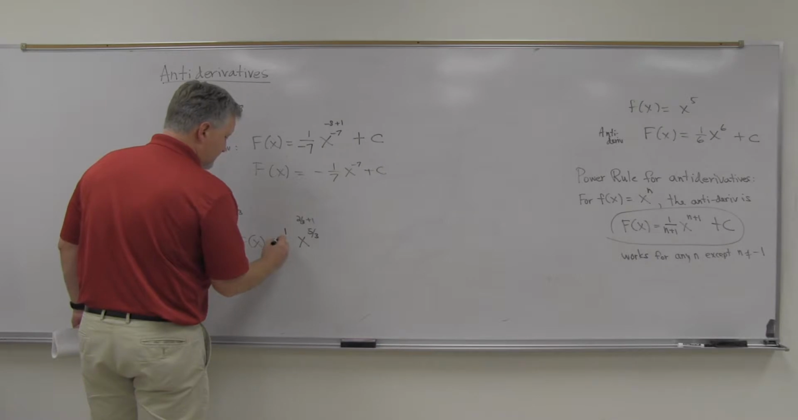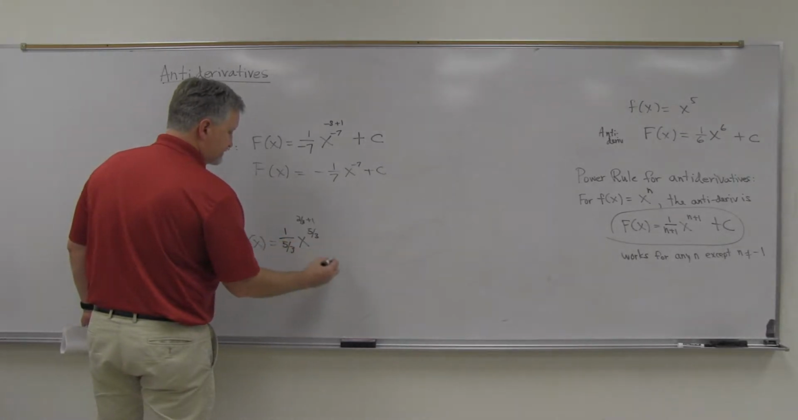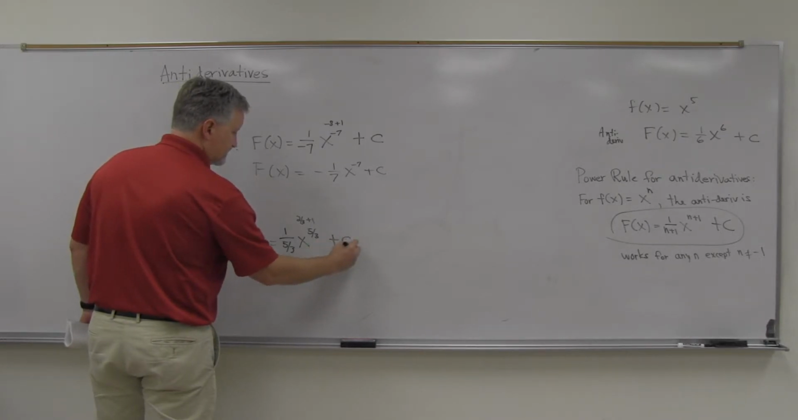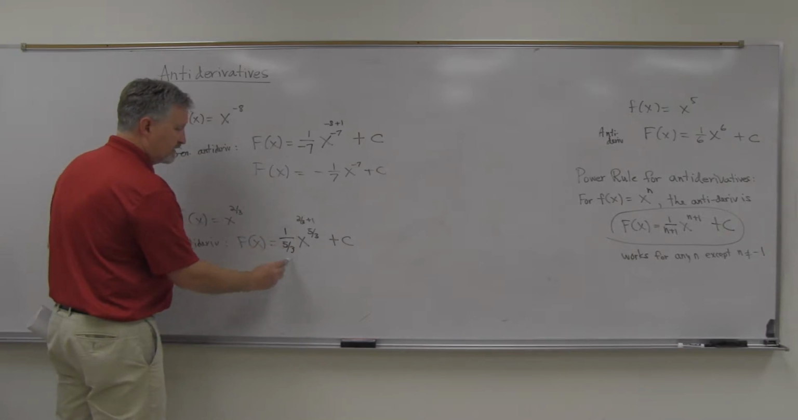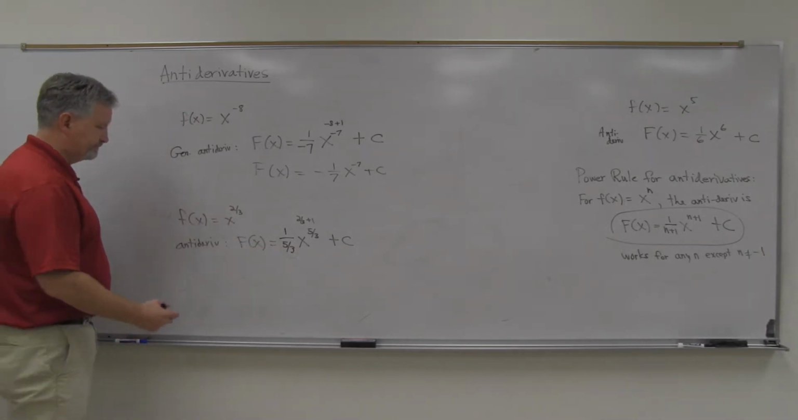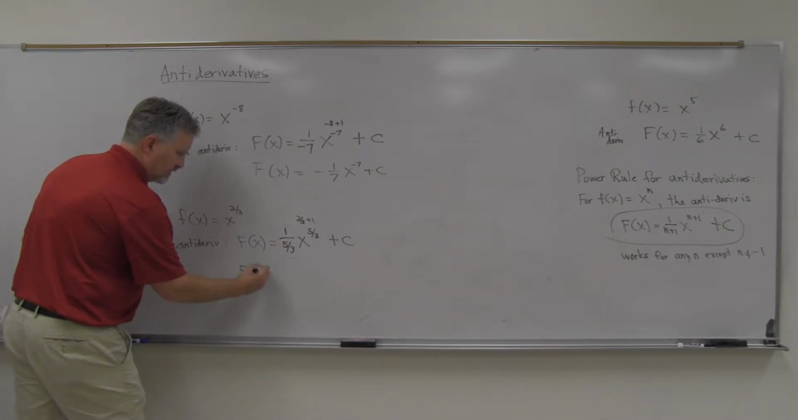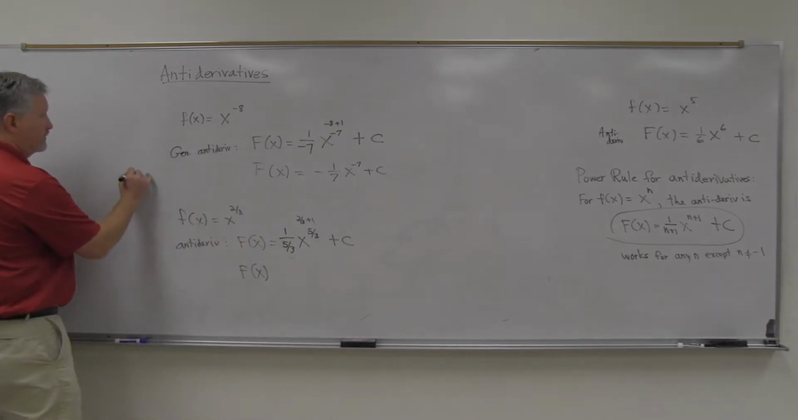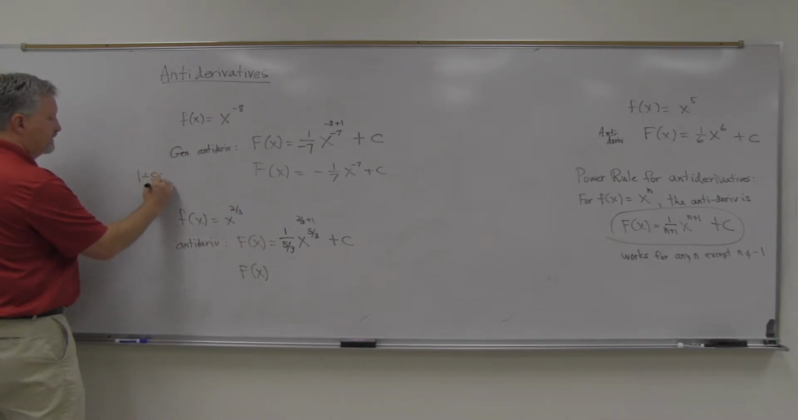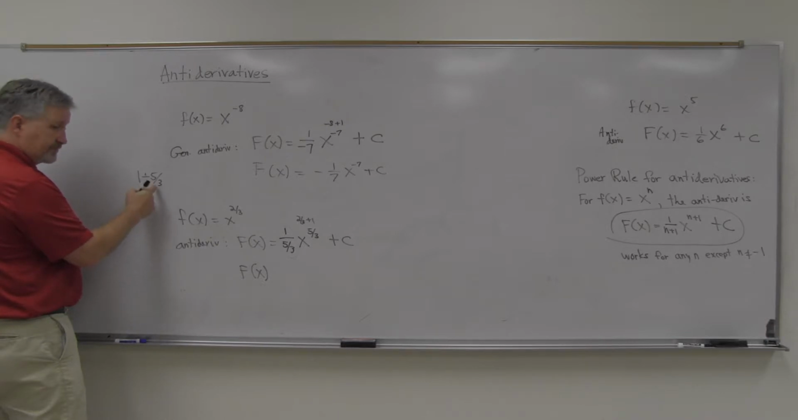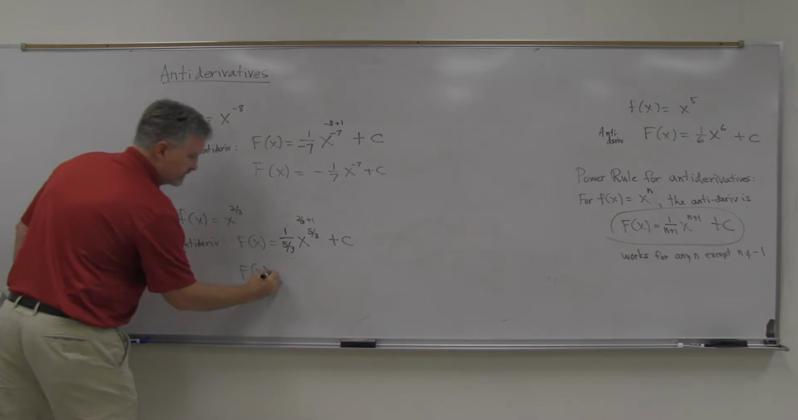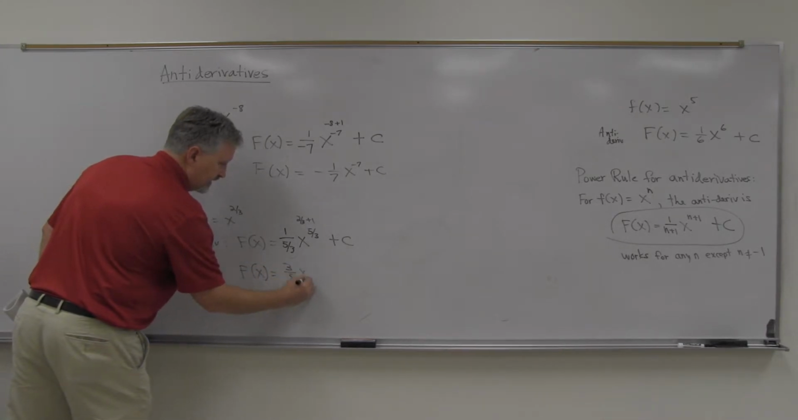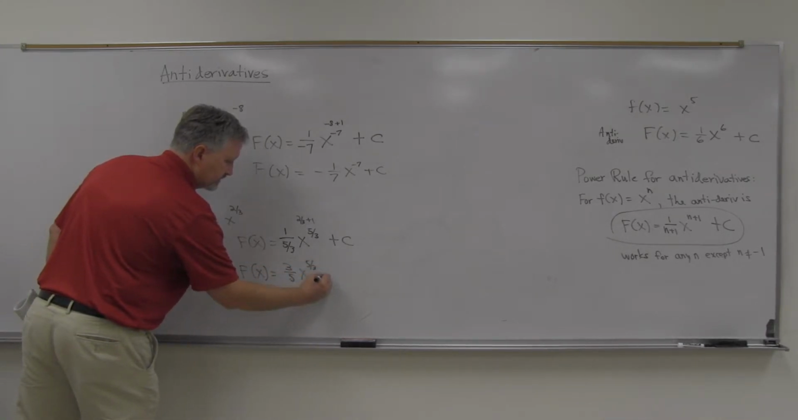Now, I'll write it this first time this way. So I would divide, take 1 divided by 5/3. And then plus c. Don't forget that. But let's think about this and make another generalization here. So I've got 1 divided by 5/3. Doesn't that mean 1 times the reciprocal, 3/5? So this is 3/5 x to the 5/3 plus c.